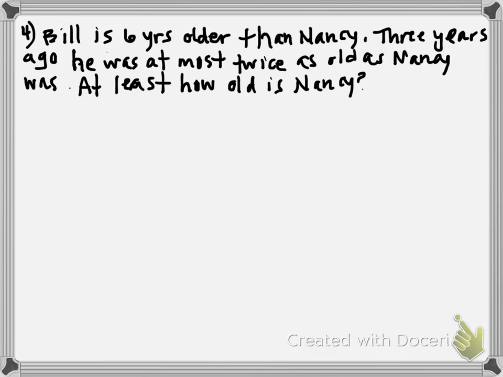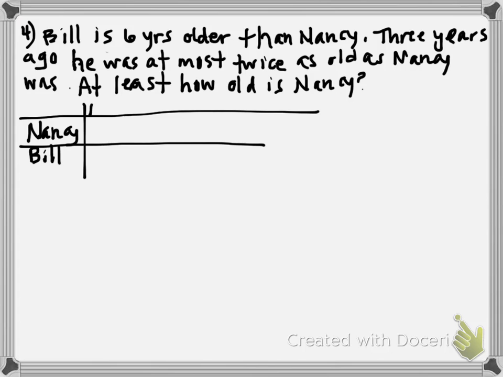Okay, so if you remember, we dealt with this more in chapter 8, dealing with age problems. We had a chart because we have two people at two different times, and we want to keep track of that. So we've got Nancy and Bill as our two people. And we have two ages, age now and age 3 years ago.